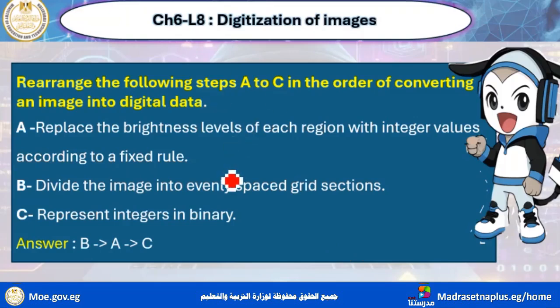So do you remember what the first step is called? Yes, sampling. The second step is called quantization. The third step is called encoding. Don't forget.